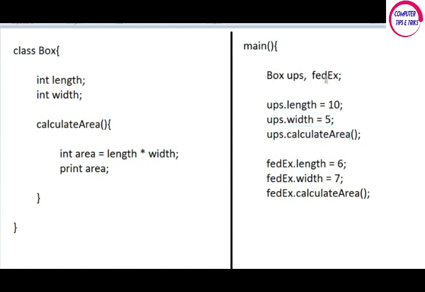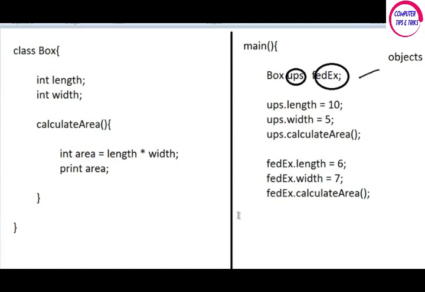So this UPS and FedEx are called objects. So what are objects? Objects are nothing but copies of this class. Each and every object has a fresh copy of this class. It has a fresh length, fresh width, and a fresh calculate area method. And a class has data and methods, and it is a template for objects.